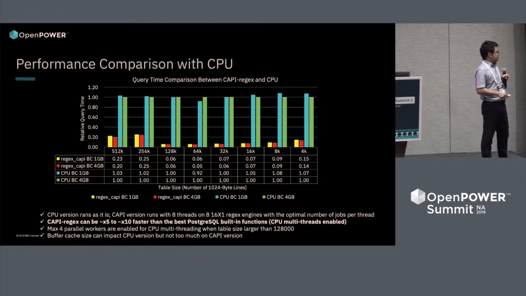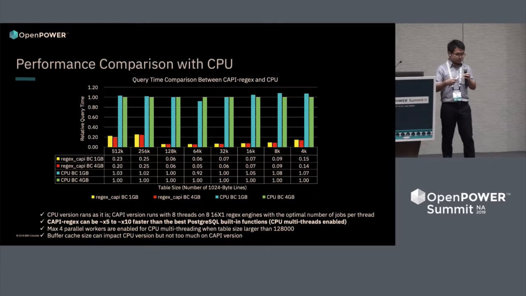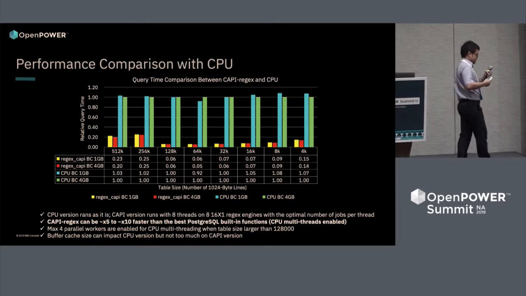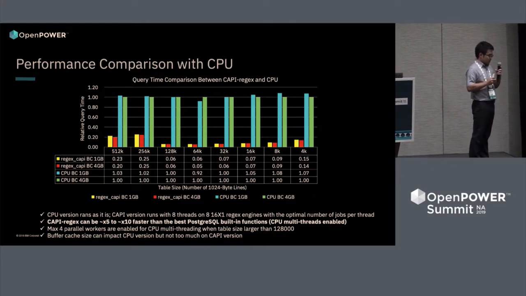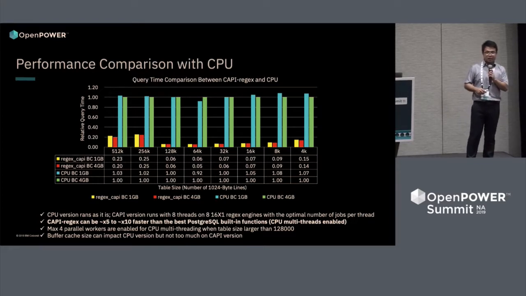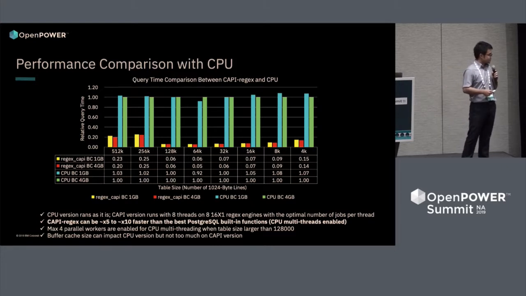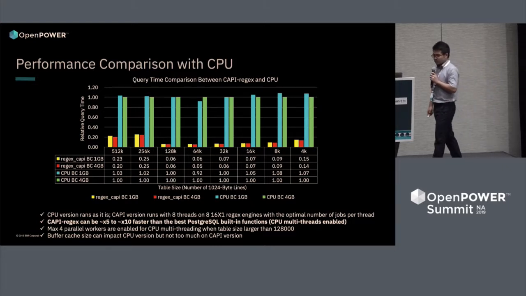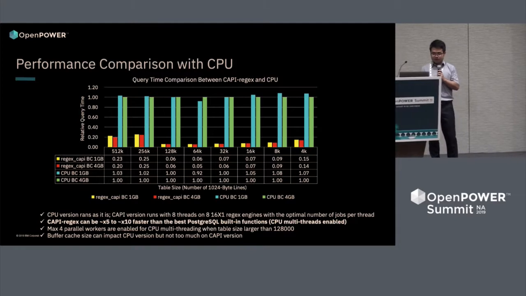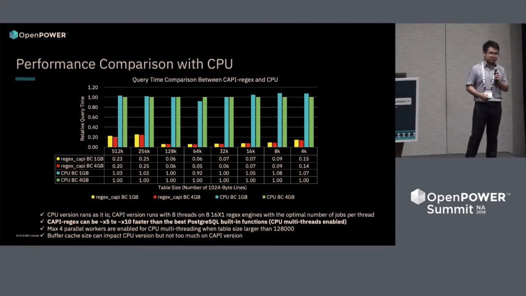And when the table is very small, we also have some drop in the speed up. That is because the table is too small, so the overhead of the engine configuration has some cost and an impact on the overall performance. Okay, this is the overall performance comparison of the CPU and our acceleration.